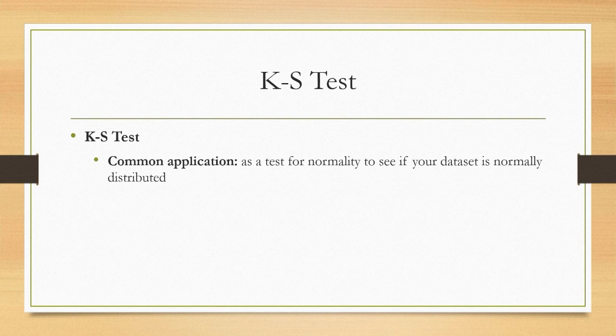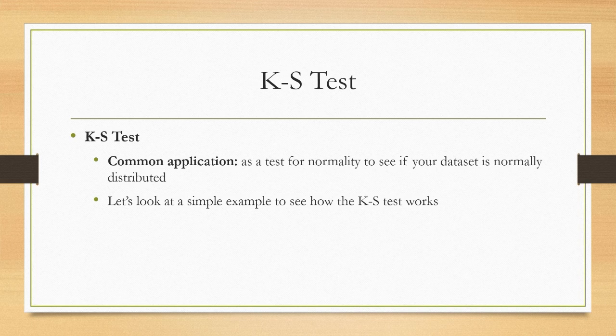The KS test is commonly applied as a test for normality, to see if your data set is normally distributed. This addresses the issue that we came up with earlier, where we had an empirical data set and were trying to determine how well it fit a normal data set. We were able to create a theoretical distribution that fit the characteristics of the empirical data set broadly, but we wanted to see: is the empirical data set actually normal, yes or no?